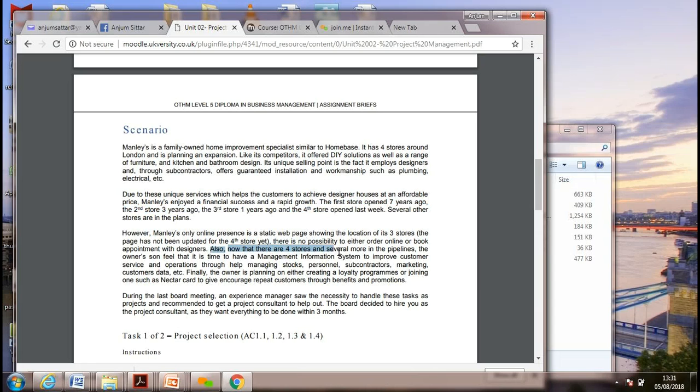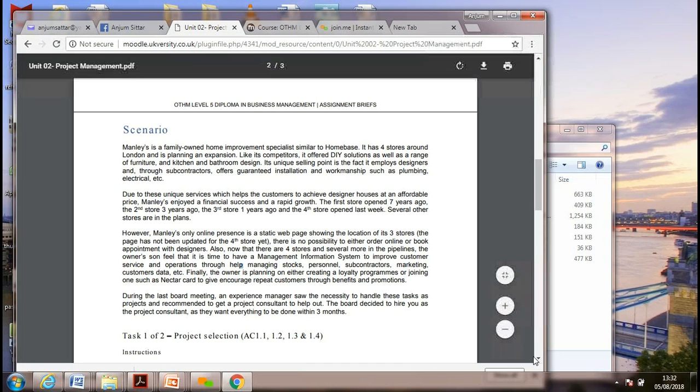There are four stores and several pipelines. So the owner's son feels that it is time to improve the management information system. So maybe we can look around at a different information system, maybe recommend PRINCE2. And finally, the owner is planning to create a loyalty scheme, which will help make the customers loyal. So these are the key points. During the last meeting, the experienced managers saw the necessity to handle these tasks and recommended getting a project consultant to help. The board decided to hire you as a consultant.